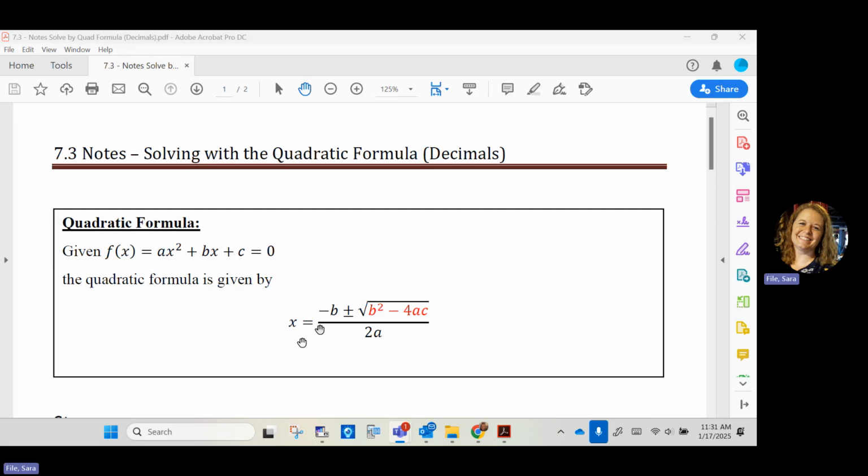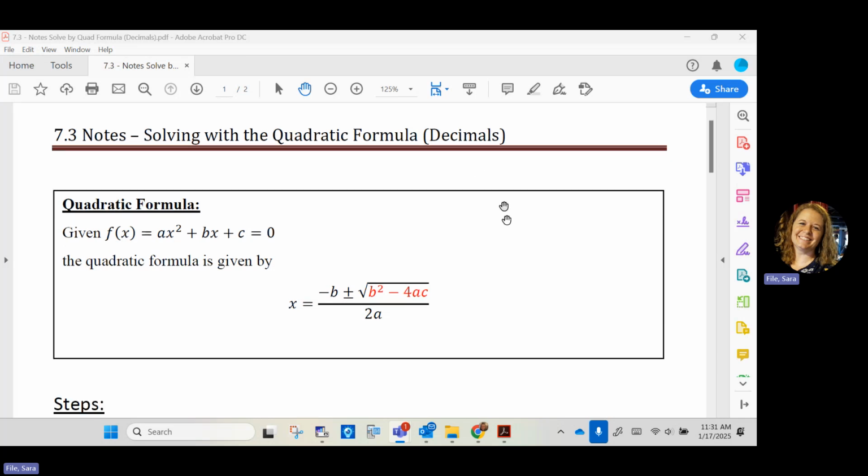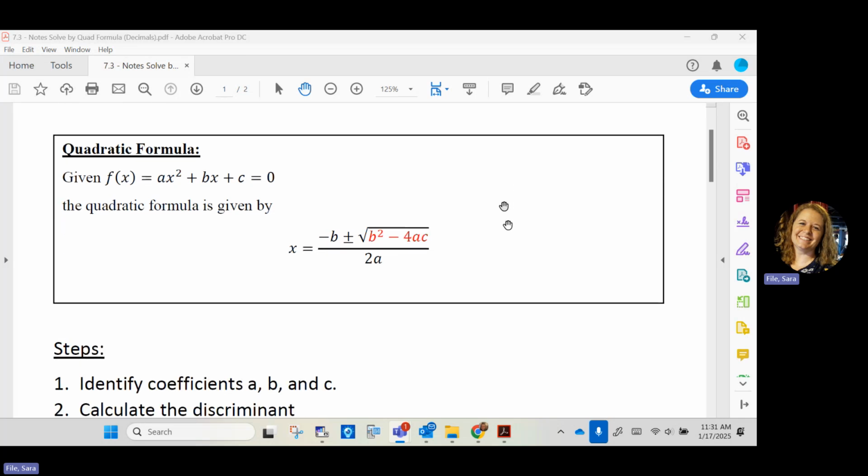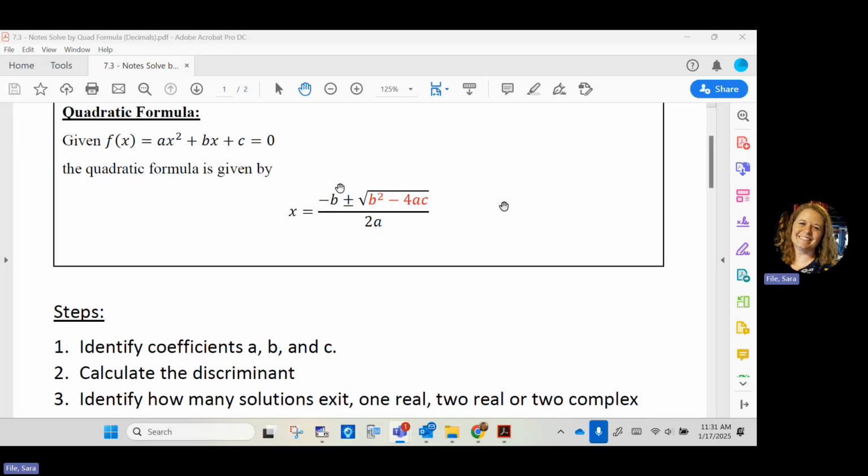When we did this in 7.2, we always came out with nice rational answers, meaning integers or fractions. Now, today, we're going to look at values that are going to come out to decimals. So these are going to be irrational numbers that we're working with, but the process is the same. So let's review the process.